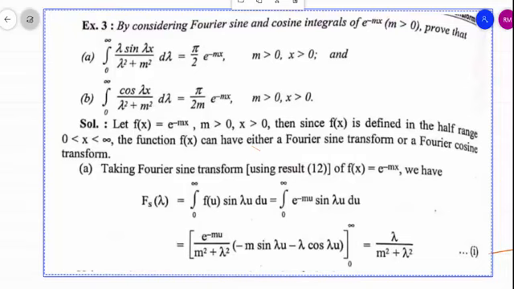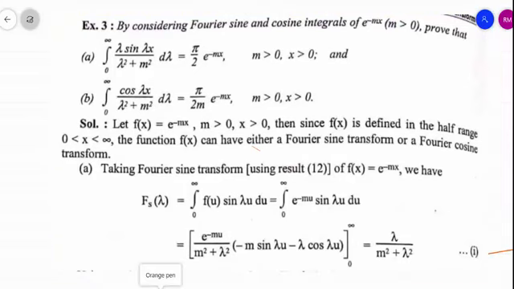Here observe that integration of e raised to ax sin bx dx, we can write the formula e raised to ax upon a square plus b square into square bracket a sin bx minus b cos bx. We have to use this formula.